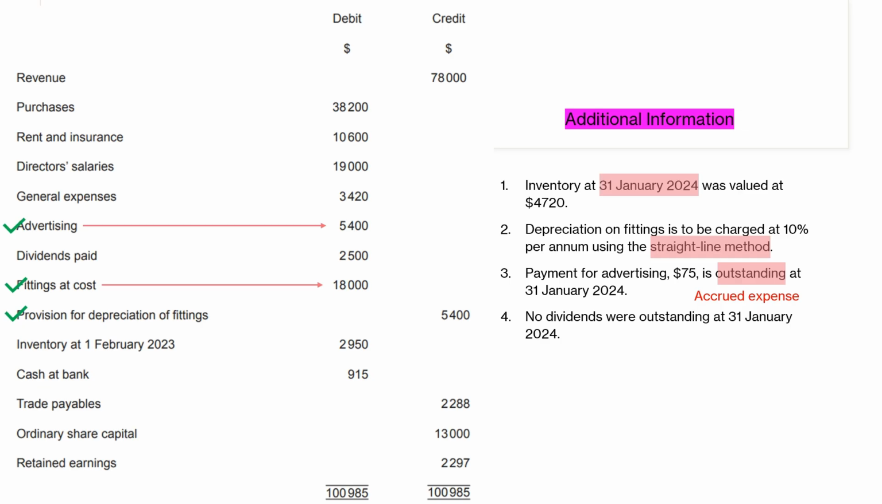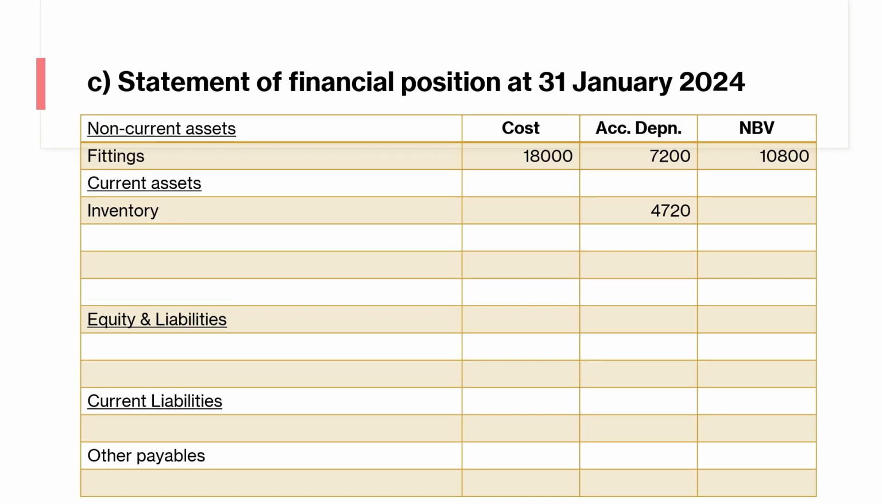Then that's not it. We also have a liability. $75 is outstanding, so it's an other payable. You have to record it in the SOFP under current liabilities, saying other payables, 75.